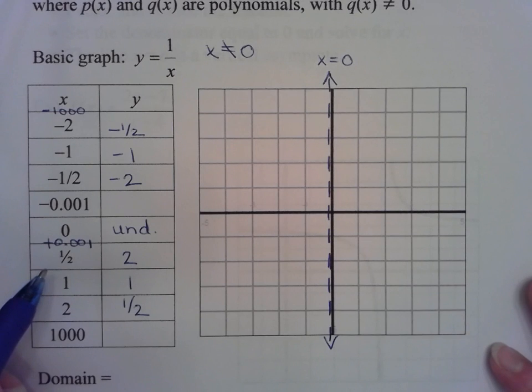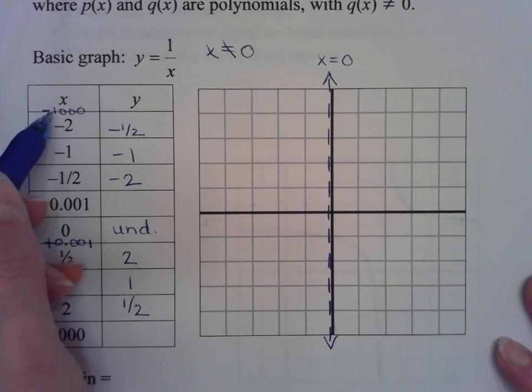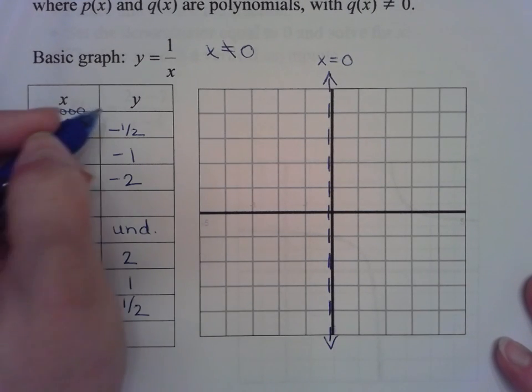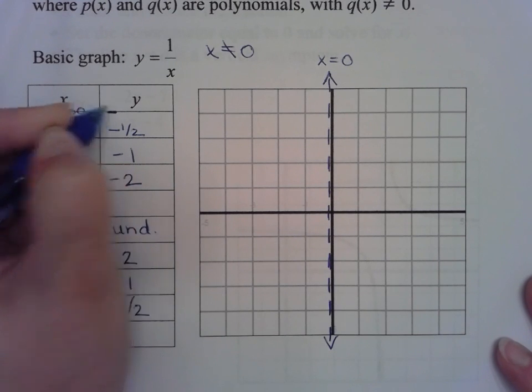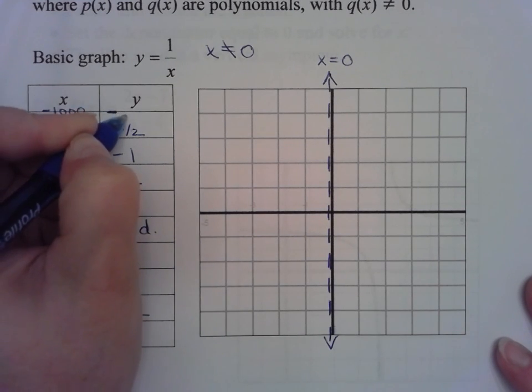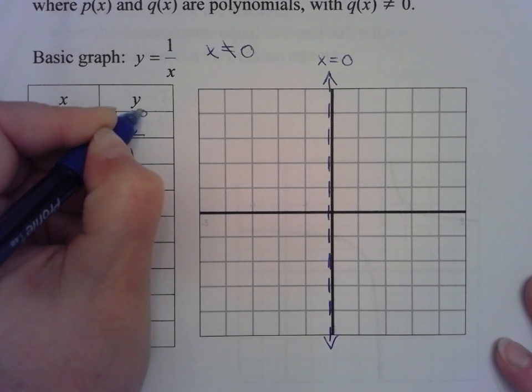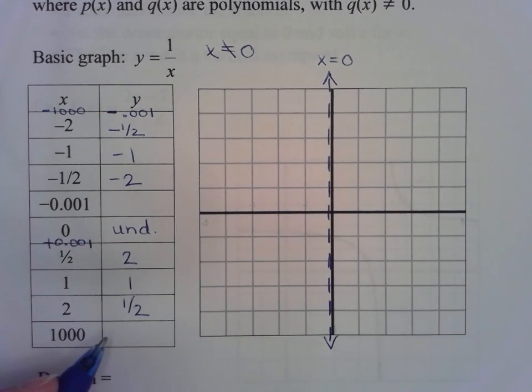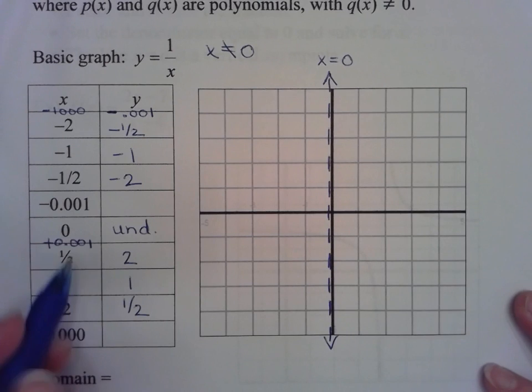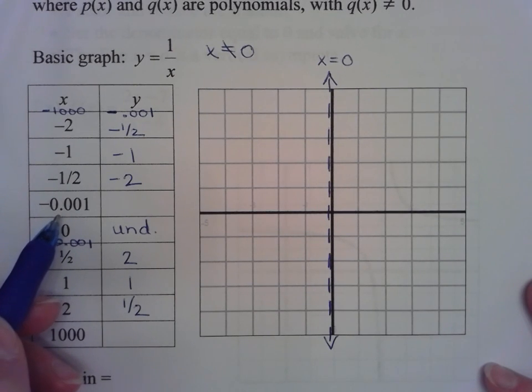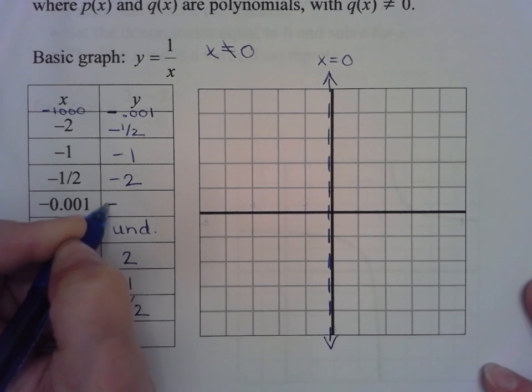Okay, and then we'll add the rest of them. If I put in a really big number for x, like negative 1,000, I'm going to get a really, really tiny number for y. I'm going to make this one into a decimal, just to make it easier. So this would be -0.001. And if I put in a really tiny number for x, 1 divided by a really tiny number is going to give us a really big value for y.